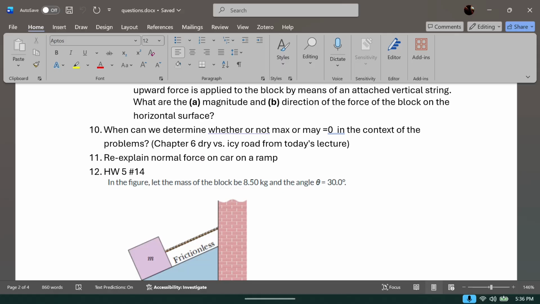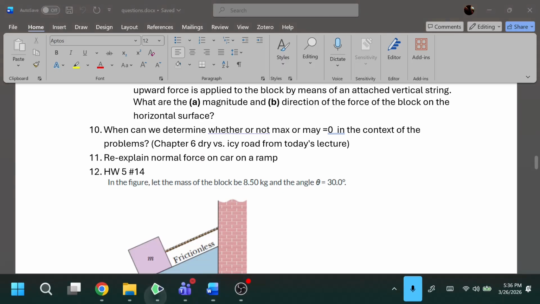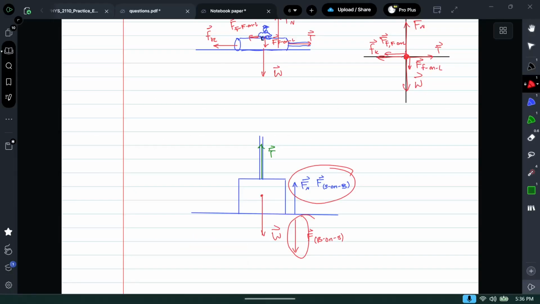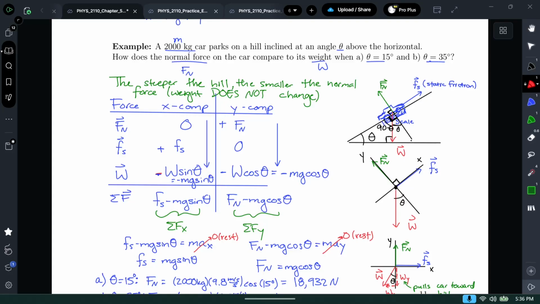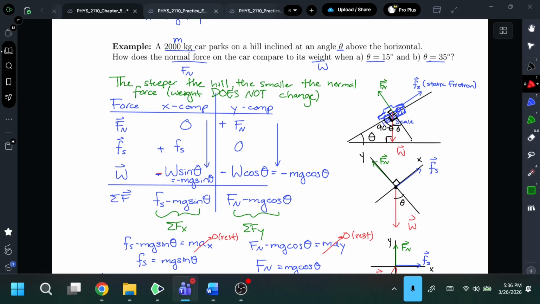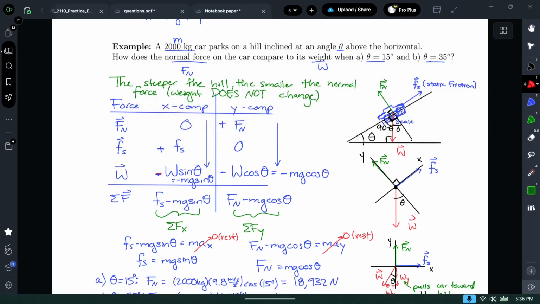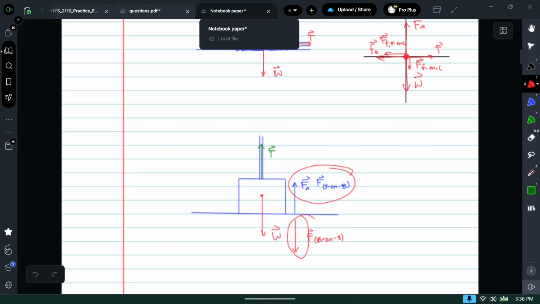Re-explain the normal force on a car on a ramp. So specifically, this was from the notes. Someone asked about this. Chapter 5. All right, so I'm gonna redo some of this problem just on a new page so you can see it live.